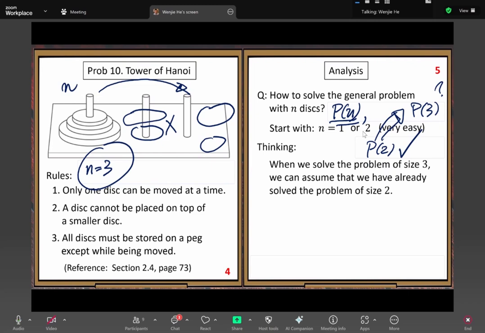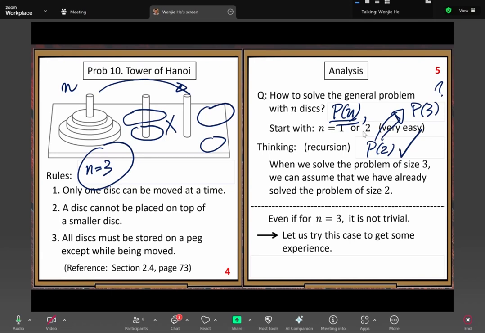So here we can assume we already have the solution of size 2. And it's not just an assumption, because we can do it. We can make it. Next, we consider the recursion case, now n equals 3. It's not trivial. Now, let's work on it.